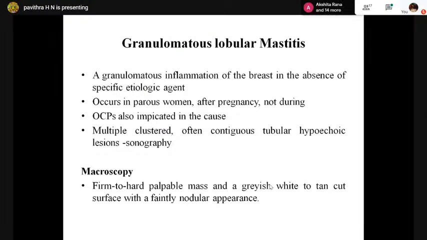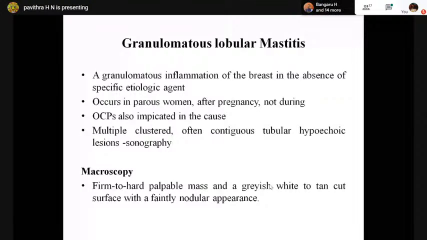Idiopathic is something which does not have any etiologic agent. If you find an etiologic agent, that would be the cause of this. If you find AFB, that would be tubercular. Though there is no known cause, OCPs are implicated. On sonography, there can be multiple clustered contiguous tubular hypoechoic lesions. They usually present as a firm to hard palpable mass, with a grayish white to tan cut surface with faintly nodular appearance.